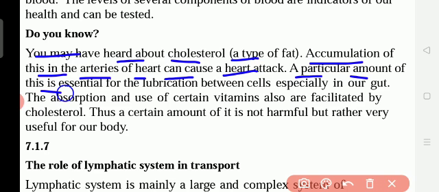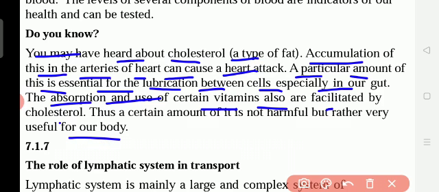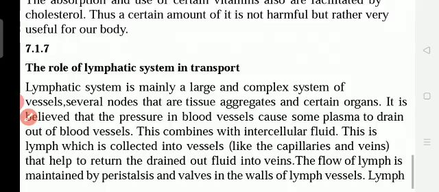A particular amount of that is essential for the lubrication between the cells, especially in our gut. Gut means digestive system. The absorption and use of certain vitamins is also facilitated by cholesterol. Thus, a certain amount of it is not harmful but rather very useful for our body. Some fat is good for the body, but more fat is not good for health.